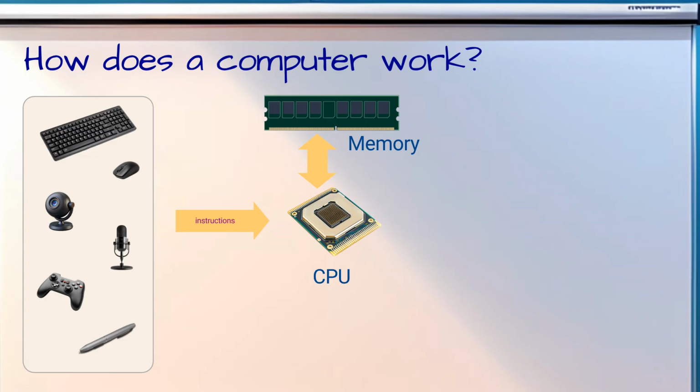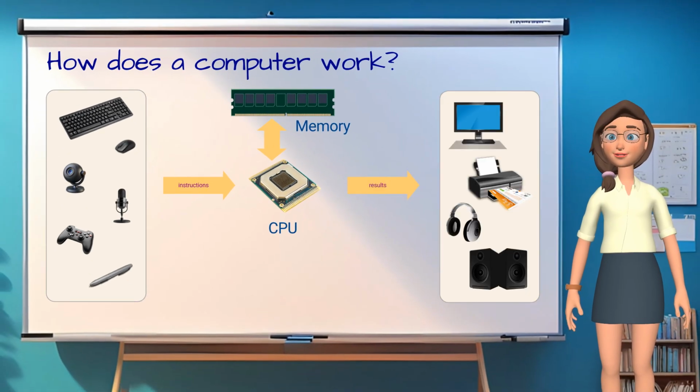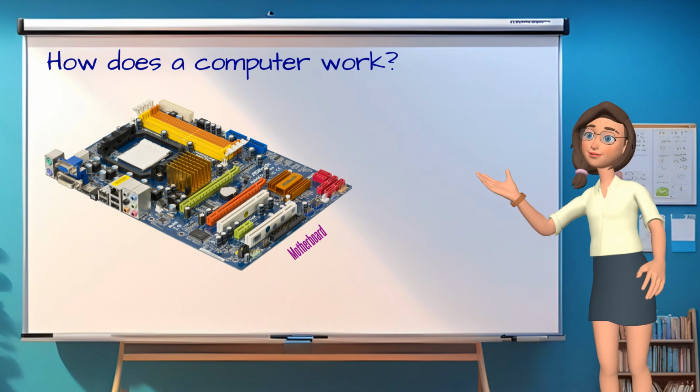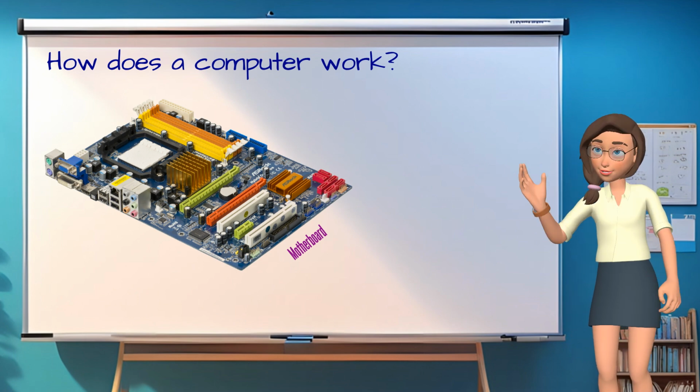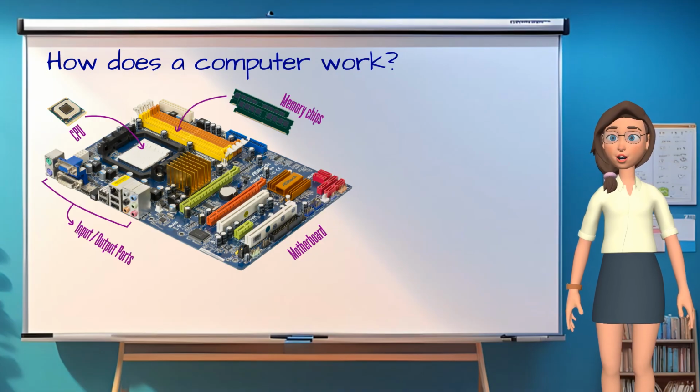Once the CPU executes all instructions, it will then send the results to an output device. When you open your computer, inside you will see a motherboard that looks like this. The motherboard connects all the components of your computer and allows communication between them. The CPU goes here. The memory chips go into these slots. These ports allow you to connect input and output devices to your computer.